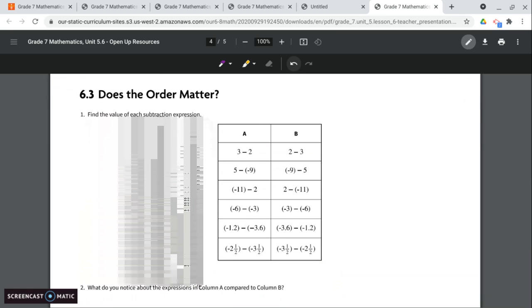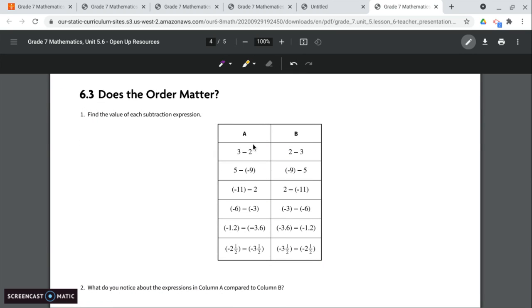So does the order matter? Find the value of each expression. 3 minus 2 is 1. 5 minus negative 9, so cross and stab, so 5 plus 9 is 14. Negative 11 minus 2 is going to give us a negative 13. Negative 6 minus negative 3 is negative 3. Negative 1.2 minus 3.6, really adding, we're going to get a positive 2.4. And negative 2.5 minus negative 3.5 is going to give us a positive 1 because we add those.